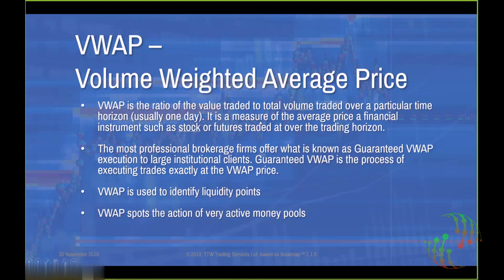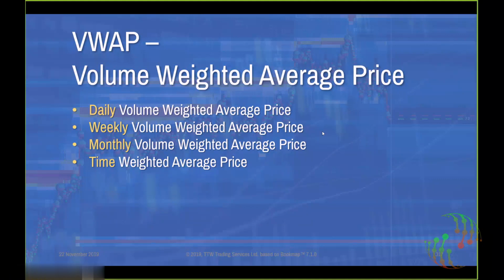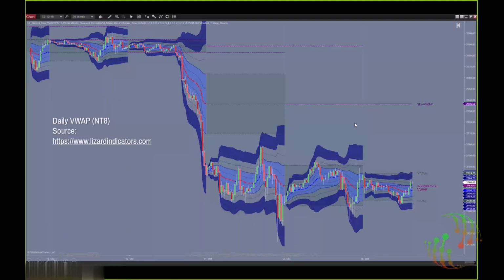You will see that distribution, for example, happens around the VWAP. If this happens, you have to watch it. If the price is below the VWAP, then mostly we will have a negative day. If the price is above the VWAP, most of the time we will have a positive day. Now when we are talking about VWAP, we are talking about daily, weekly, monthly and time-weighted average price. Maybe you know that, so I don't want to waste your time with that.